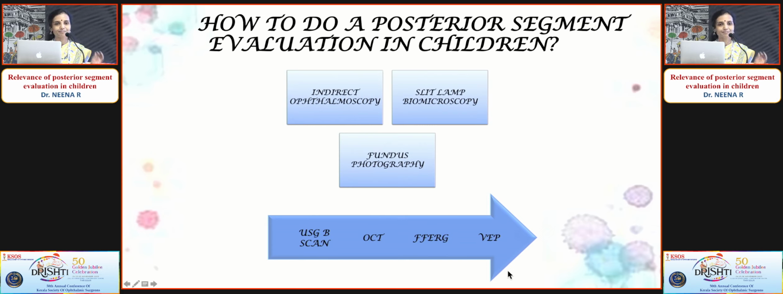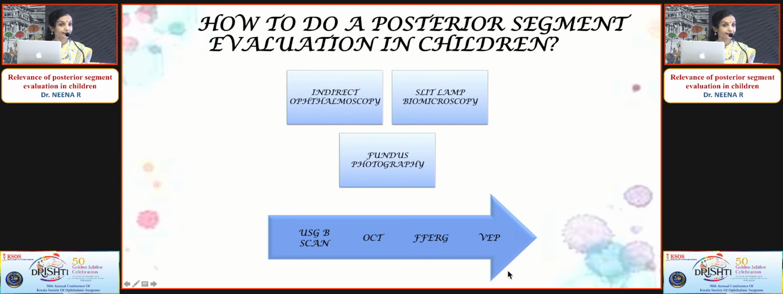Just like in adults, but it's again different because most of the time in a regular OPD, you're just able to do an indirect ophthalmoscopy with force. You have to ask the sister, as Ramya showed, to put the child down and do it, or if the child is cooperative, you can do an indirect along with the slit lamp biomicroscopy by making them sit, kneel, or stand on the slit lamp and get a good look at the macula.